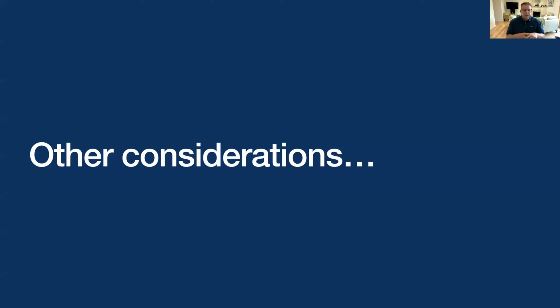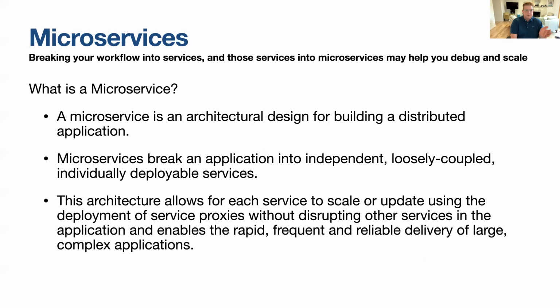So here are a few other considerations to keep in mind when you're using the Nautilus cluster or any sort of Kubernetes orchestrated cluster. Many users break their workflow into services, and some of those services even into microservices. A microservice is an architectural design for building a distributed application. So instead of running everything in a single pod, you run multiple pods that are connected to each other, and each pod performs a different service.